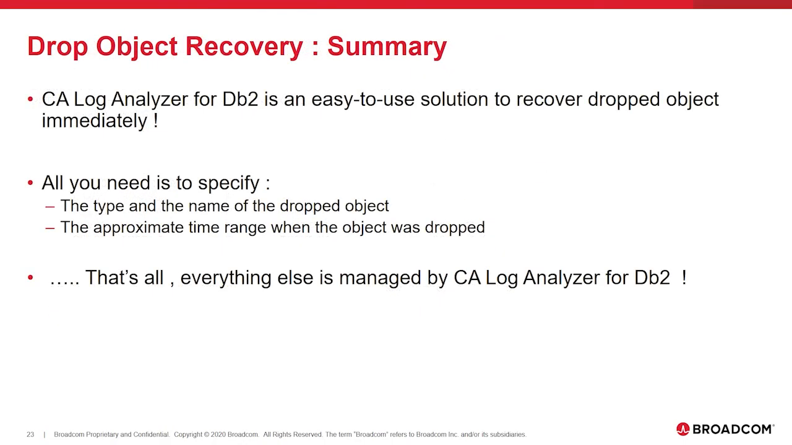We have seen in this video how CA Log Analyzer for DB2 is an easy-to-use solution to recover dropped objects immediately. All you need is to specify the type and the name of the dropped object and the approximate time range when the object was dropped. That's all. Everything else is managed by CA Log Analyzer for DB2.